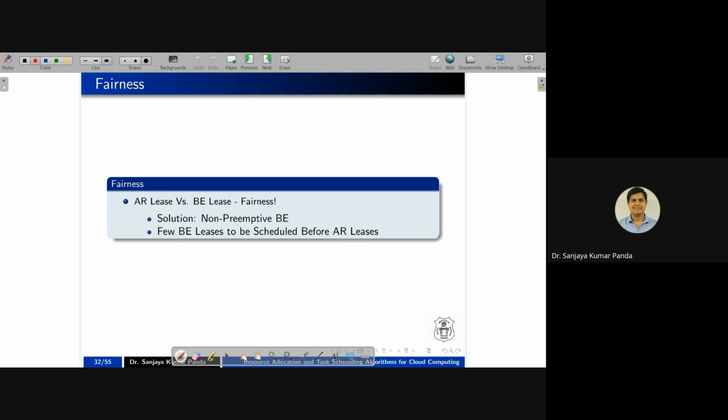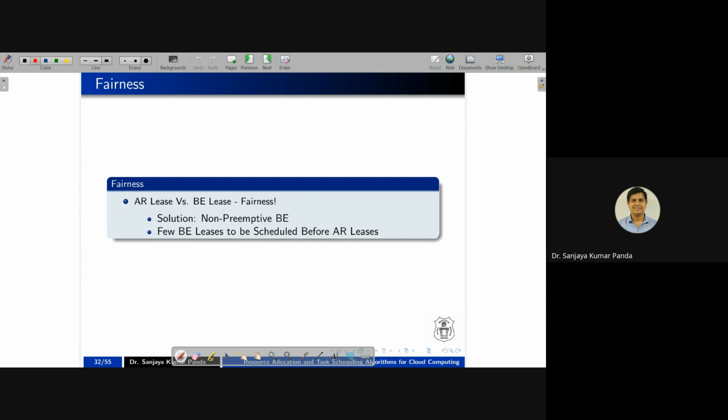Always, if you look at the AR lease and the BE lease, the AR lease has a specific start time and end time. The BE lease has a duration, but there is no specific start time and end time. So if AR leases always arrive at the system, the BE lease will never get a chance. So it is not a fair one. So the solution is to go for a non-preemptive best effort.